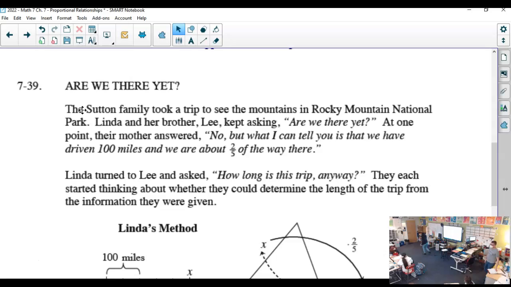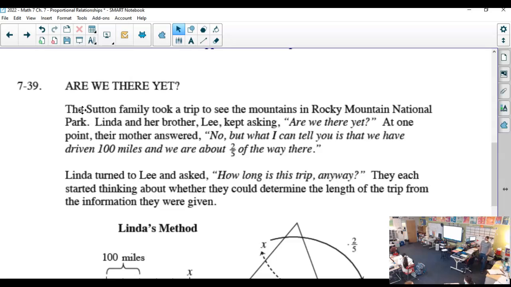So, this is on your paper, by the way. So if you're trying to read along, this is on your paper. You can go ahead and read the next sentence if you want, Farah. Linda turned to Lee and asked, "How long is this trip anyway?" They each started thinking about whether they could determine the length of the trip from the information they were given.